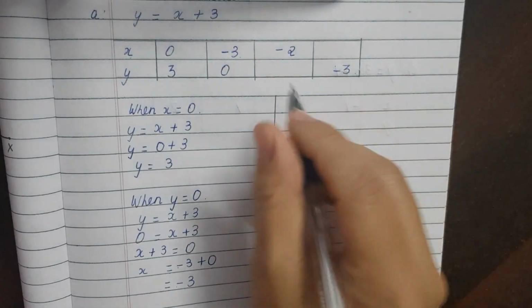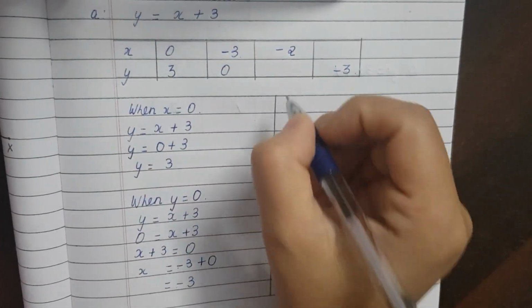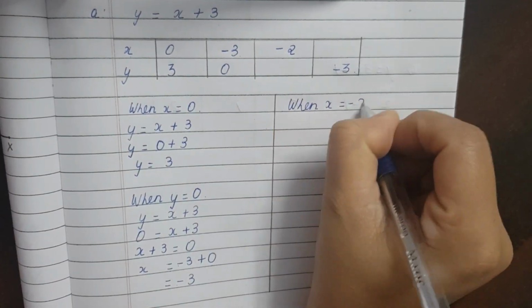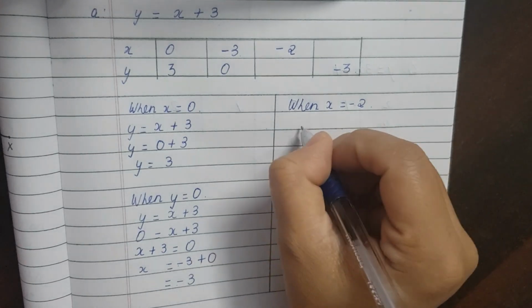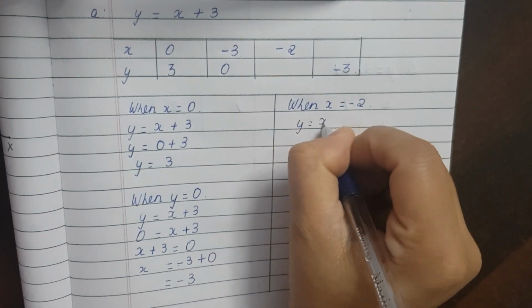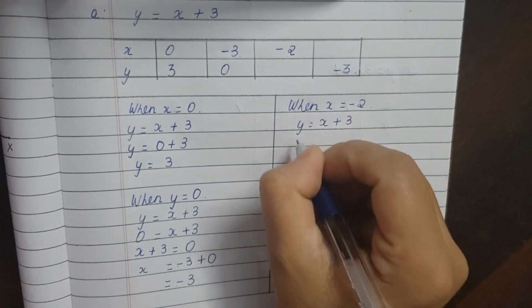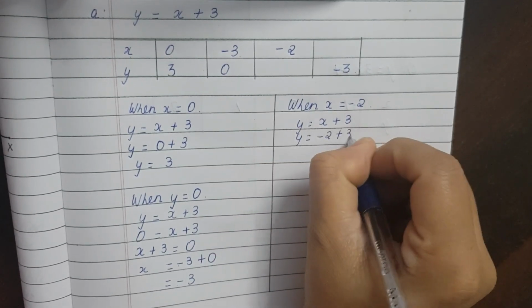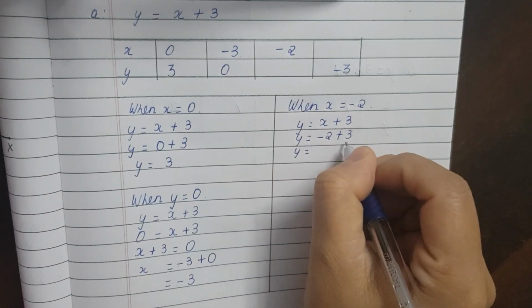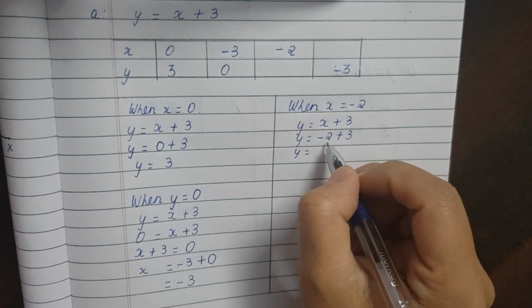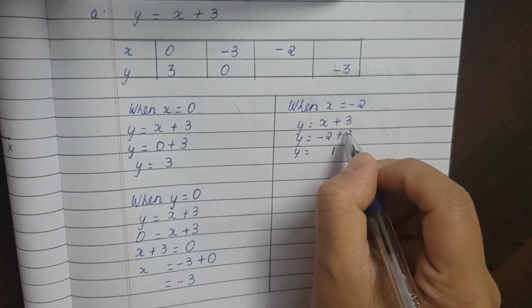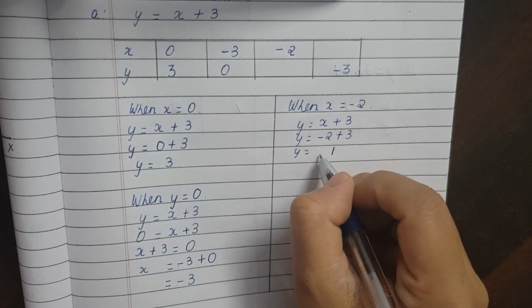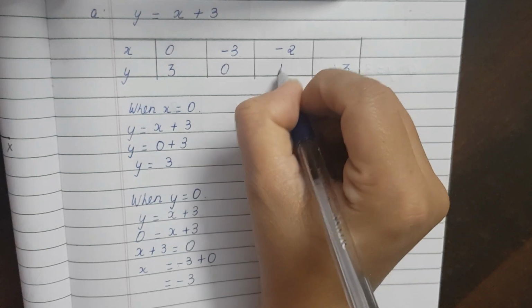Now next, when x is equal to minus 2, the equation is y is equal to x plus 3. So y is equal to x, that is minus 2 plus 3. So y is equal to, the signs are different, so we do subtraction. So 3 minus 2 is 1. The big number is 3 and its sign is positive, that is plus. So it is plus 1. So just writing 1 is enough.